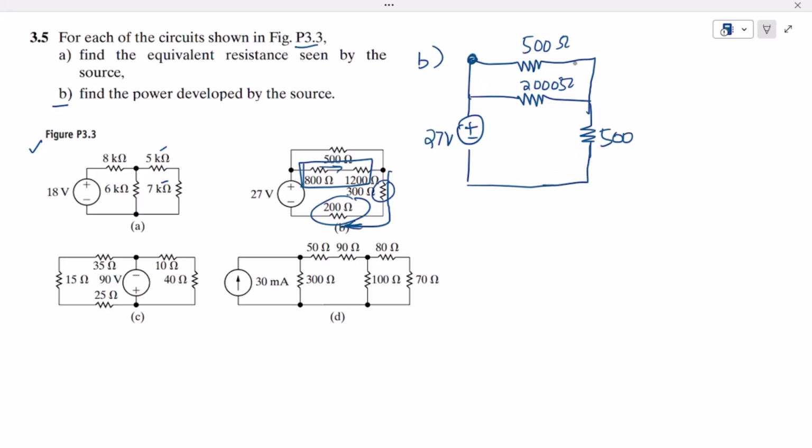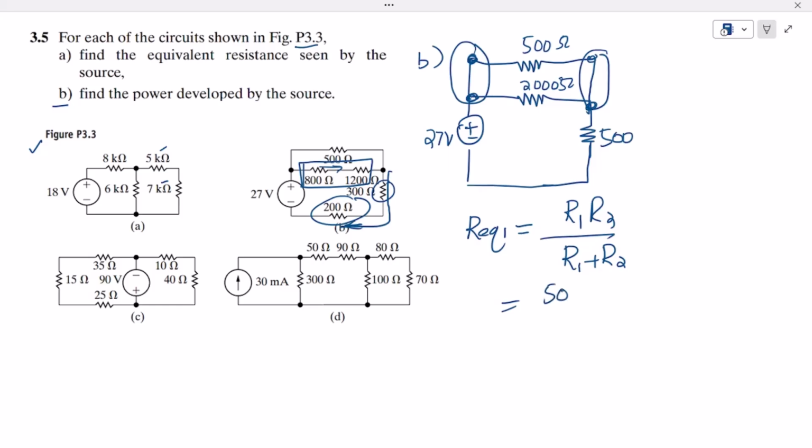Now I can see that these two ends are connected with the other two ends. So these are in parallel with each other, and in order to find the equivalent of it, as I have shown you, the equivalent will be R1 R2 divided by R1 plus R2. I have proved it earlier on, and now putting in their values, R1 is 500 multiplied by 2000, divided by 500 plus 2000, which is 2500.